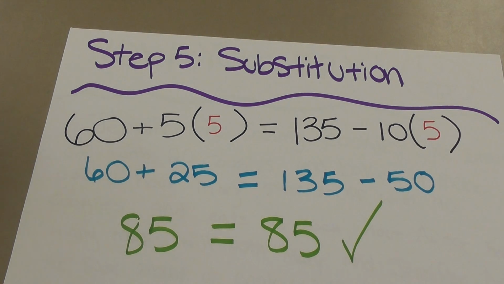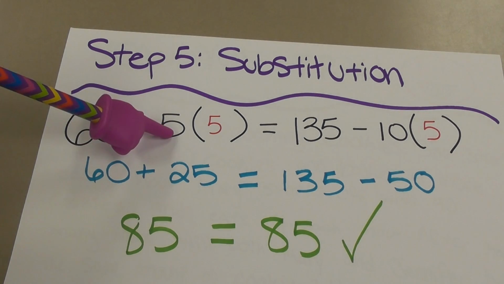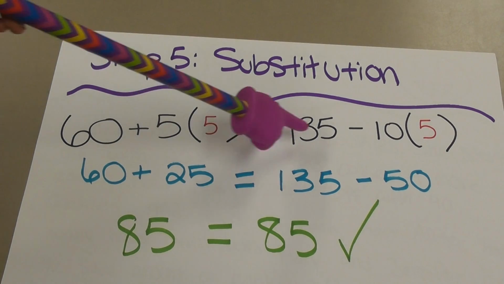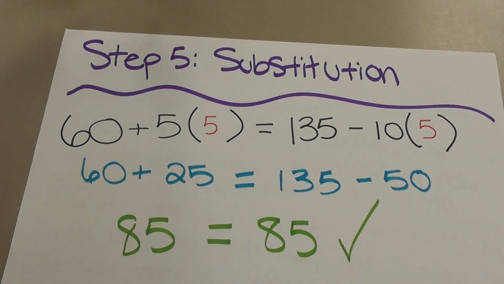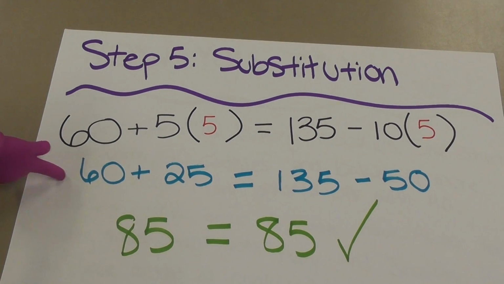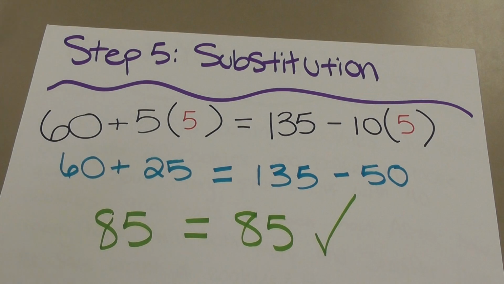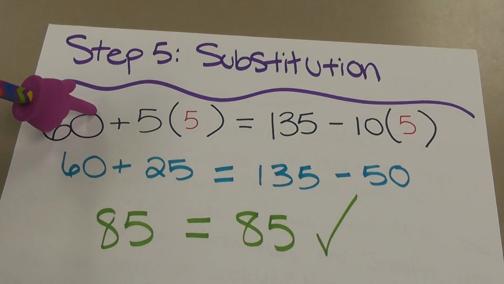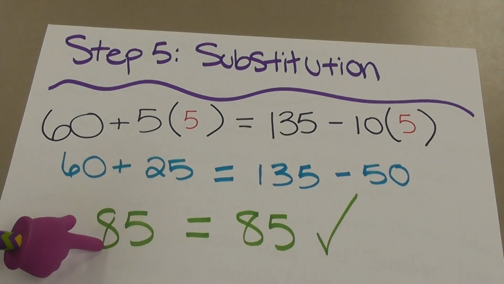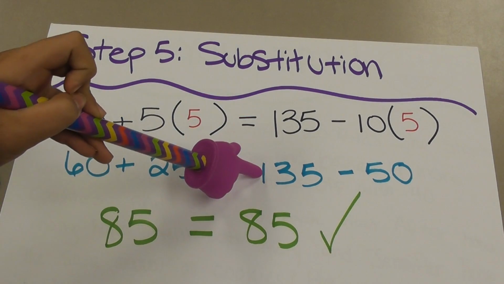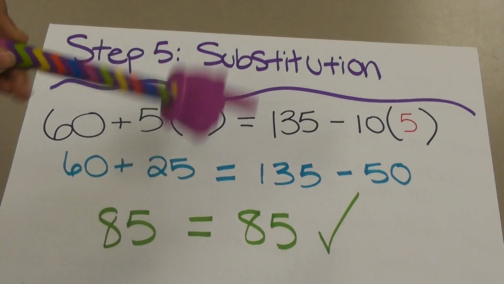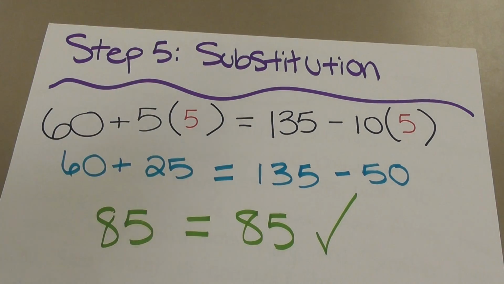So our equation would look like this: 60 plus 5 times 5 equals 135 minus 10 times 5. Once we do the multiplication on both sides, you are left with 60 plus 25 equals 135 minus 50. So once you do the addition on Brian's side, you would get 85. And once you do the subtraction on Chris's side, you would get 85 as well. 85 equals 85 is true. So after 5 weeks, both Brian and Chris would have $85 in their savings account.